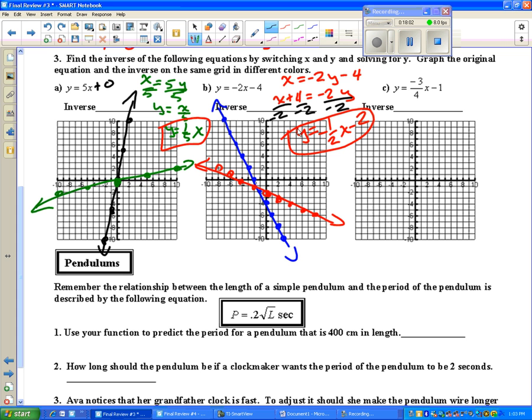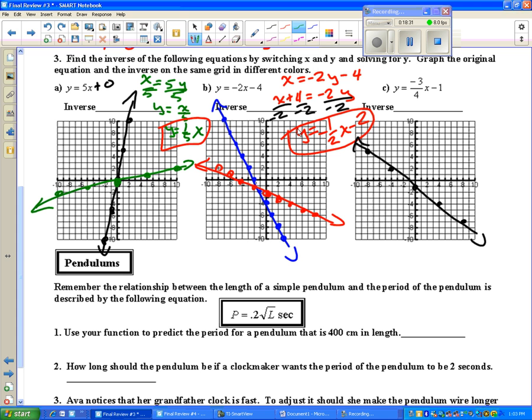This last one, my y-intercept is -1. So my slope is down 3, left 4, down 3, left 4, or I can go up 3, right 4, up 3, right 4. And there is my graph.